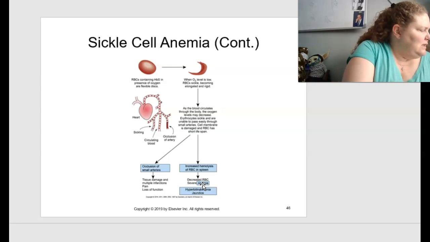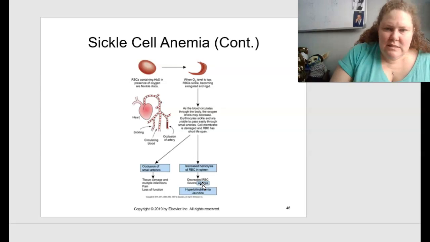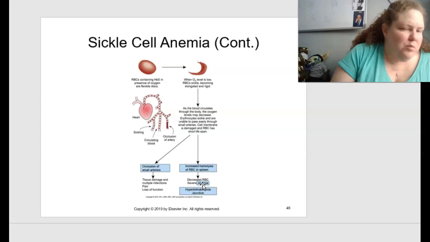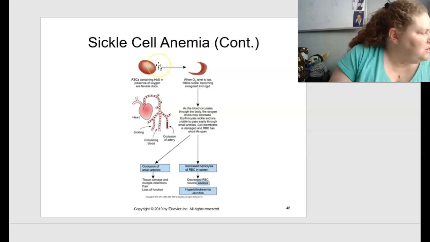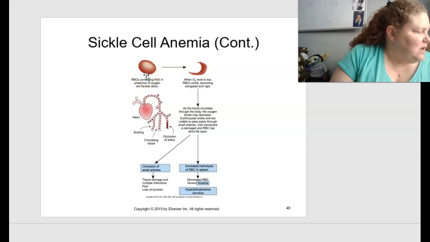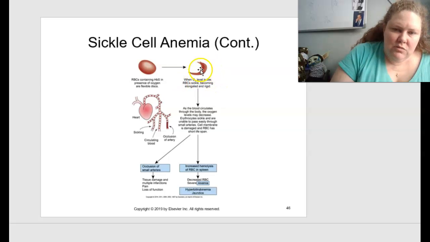So in this figure, this is the effects of the sickling, and this is figure 10.17 in your book on page 202. And so you have your red blood cells, and the hemoglobin is independent of oxygen. And normally, like I said, these are flexible discs. But when the oxygen levels are low, the red blood cells sickle, and then they become elongated and rigid.